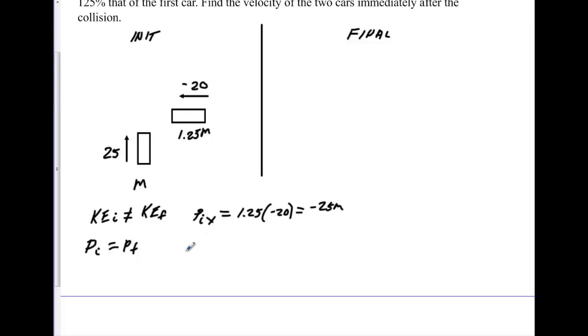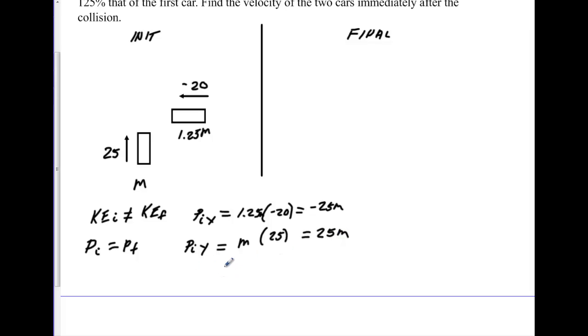We do the same thing with P initial in the y direction. We look at the momentum. And again, as I mentioned, momentum is always a vector quantity. That's why you've got to consider x and y. In this case, we would have the mass, and I should have put m up there too. We'll have m times 25, and that will give me 25m.